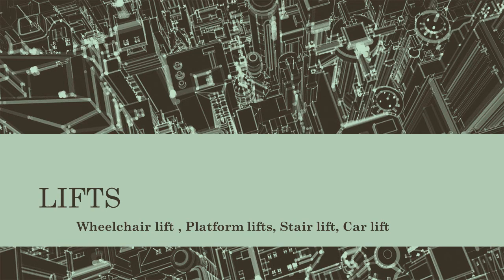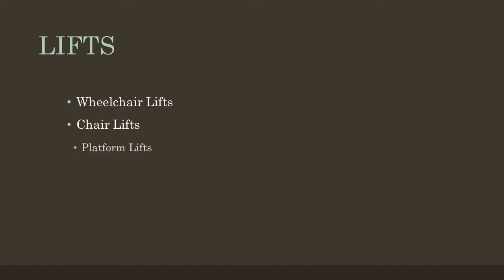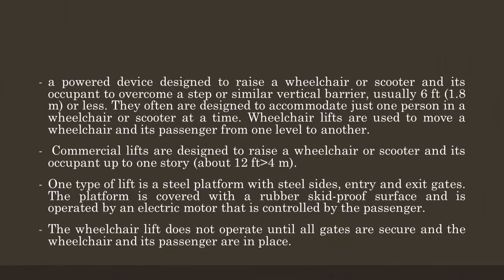Lifts. Under lifts, there are 5 categories: wheelchair lift, chair lift, platform lift, stair lift, and car lift. Wheelchair lift: a powered device designed to raise a wheelchair or scooter and its occupant to overcome a step or similar vertical barrier, usually 6 feet tall or less.